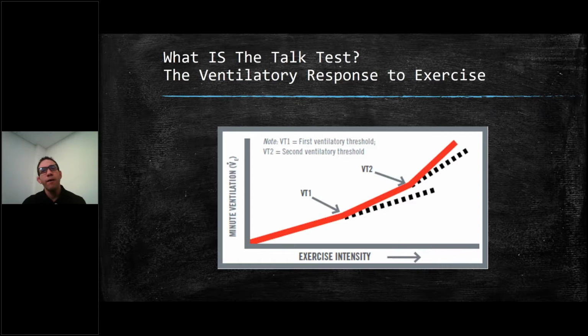And that VT2, that second ventilatory threshold, is also known as the respiratory compensation threshold and the onset of blood lactate accumulation. So even though it kind of starts to build up at VT1, we're able to buffer it out of our system. But once we hit VT2, it begins to accumulate within the blood.